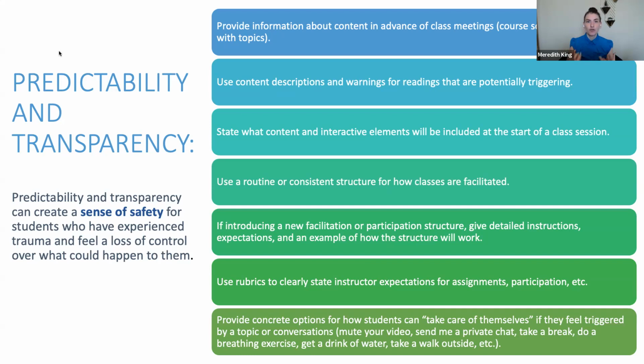Using a routine can be really helpful. Again, giving that sense of control, making it clear that this is the order that things happen. And if something new is going to happen, giving them detailed instructions so that they know what to expect in advance. And using rubrics can also help with that, giving clear information in advance, which might be something that you are already doing.